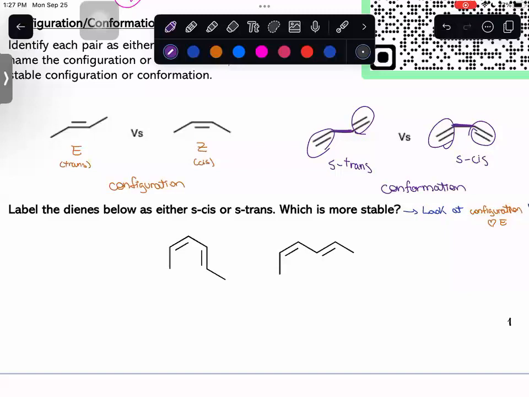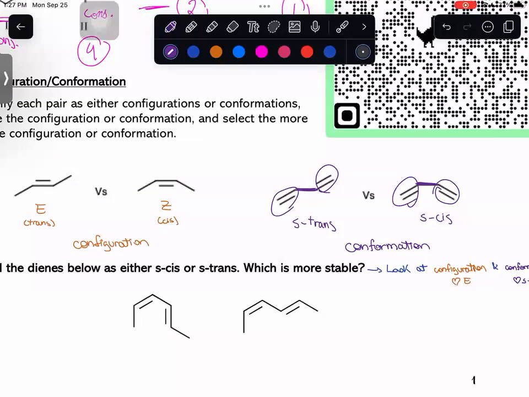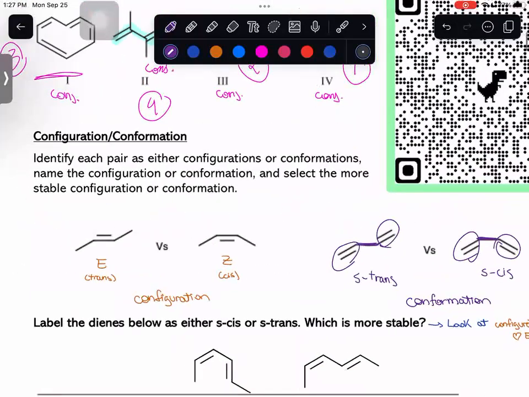Okay, so keep that in mind. That's the difference between conformation and configuration. Configuration stays the same regardless. You're not moving anything. With conformation, you can rotate that single bond and achieve those two positions. And this one should be pretty self-explanatory. If we're talking about conformation, which one is going to be more stable? It's going to be the S trans.